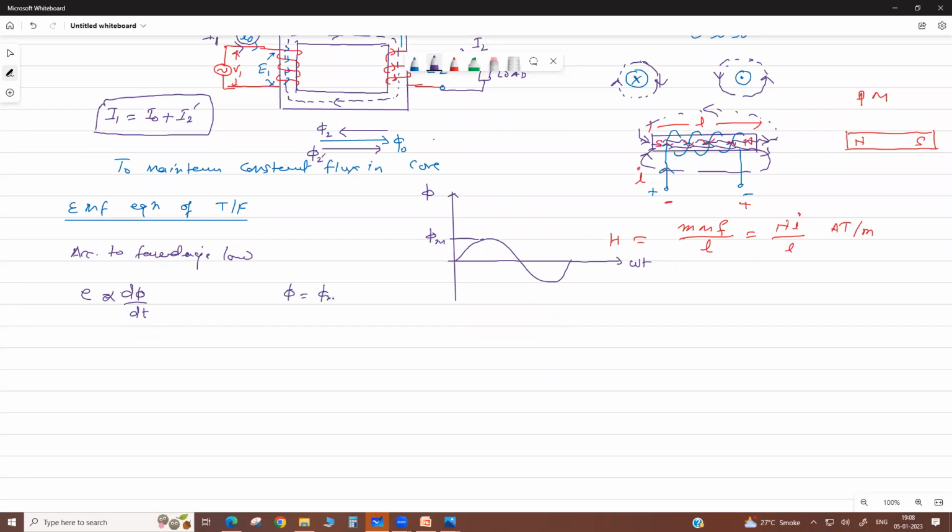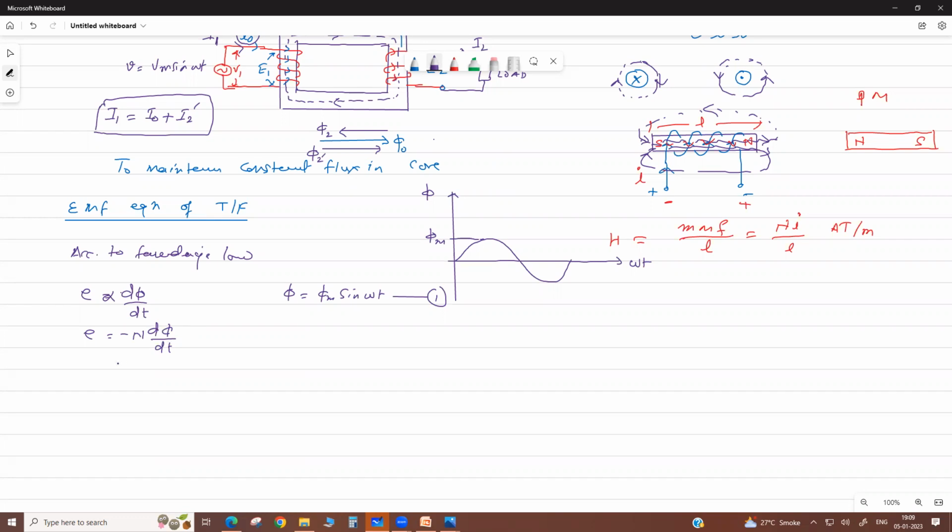Actually, phi is phi m sin omega t, as I told, sinusoidal, because as we connect the transformer with a sinusoidal voltage source, V equals Vm sin omega t, then with sinusoidal voltage there is a sinusoidal current, and it produces sinusoidal flux. So this is your flux equation, okay? Correct? Now, according to Faraday's law, E equals this, or E equals, this is negative. Why? Because of Lenz's law, d phi by dt.